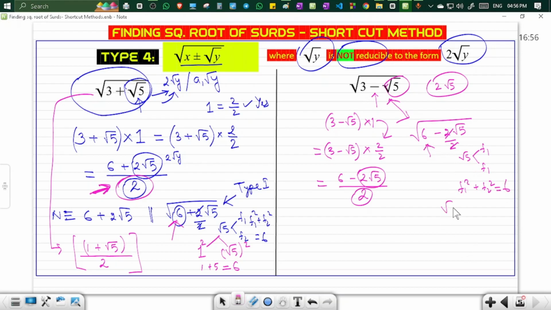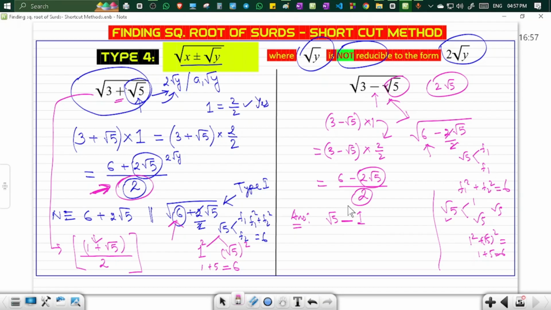That means root 5 is 1 and root 5. Multiply, root 5. When you square them and add, 1 square plus root 5 whole square equal to 1 plus 5 equal to 6. So the conditions are fulfilled. Now the answer: here it is positive, so the answer we get is positive. Here it is negative, so you keep negative here. And check whether root 5 is greater or 1. Root 5 is greater, right? So root 5 minus 1 is the answer.